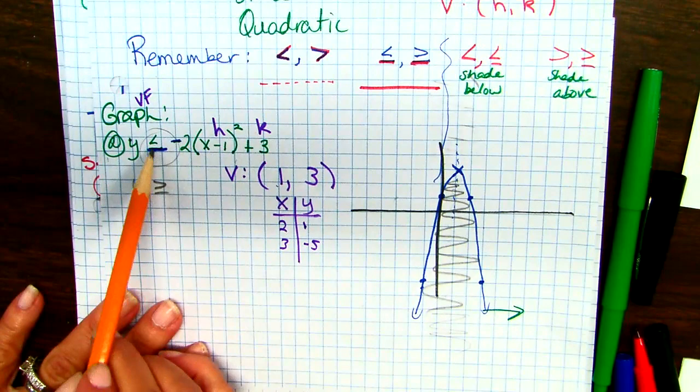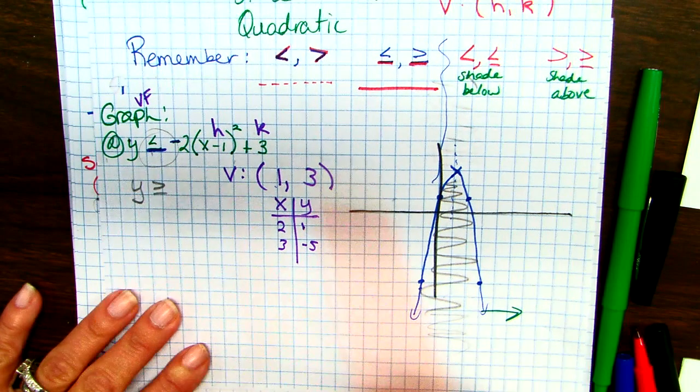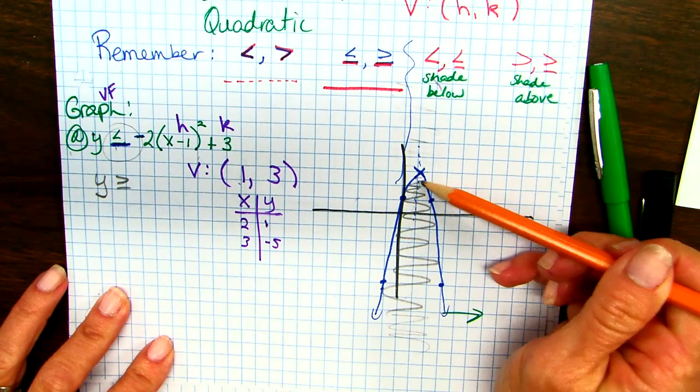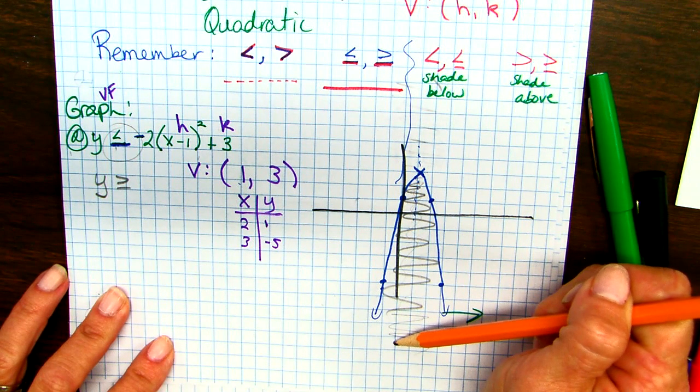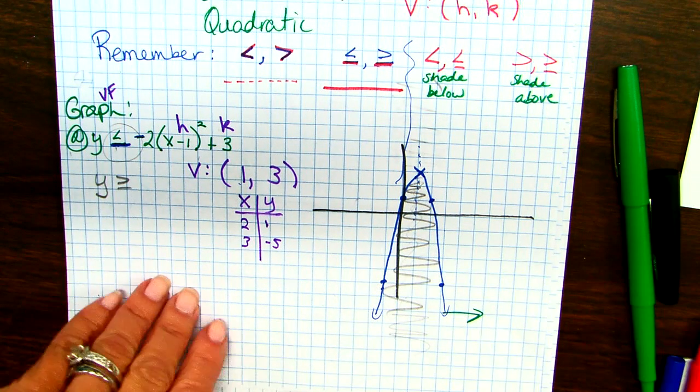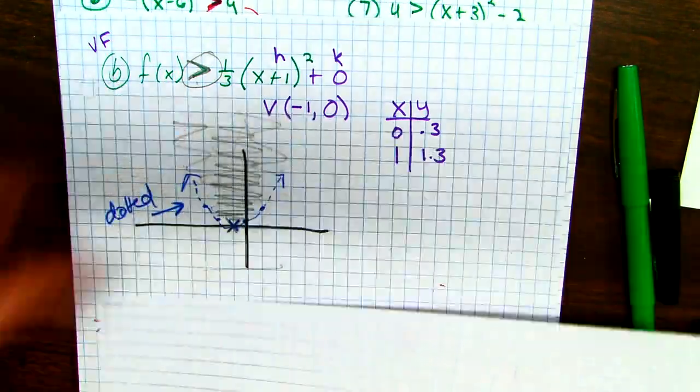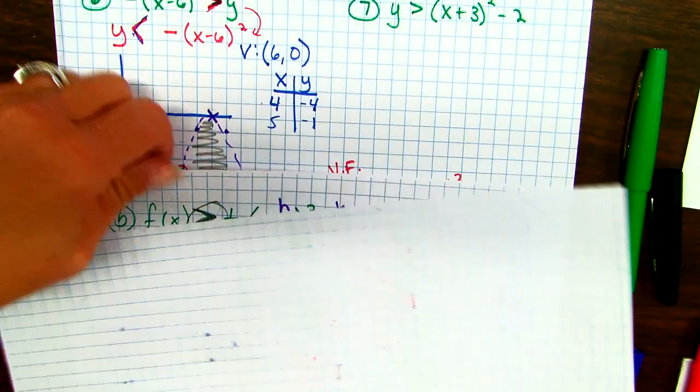Back to this one. Where are the points that are less than your vertex? Here's my vertex. Those are the numbers below it, right here. You still having trouble seeing it? I'll come help you. Okay. Where am I? All right.